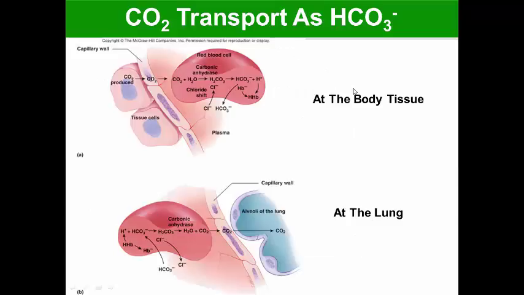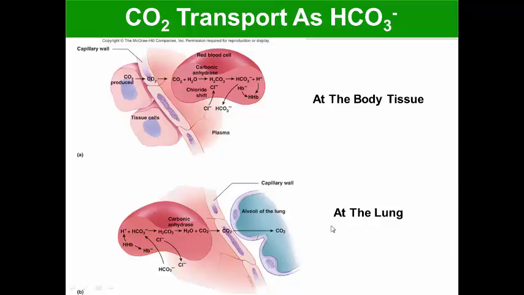So this is at the level of the body tissues. Carbon dioxide is produced by the cellular metabolism, diffuses to the interstitial fluid, then it diffuses into the blood. Inside the red blood cells, carbon dioxide with water, carbonic anhydrase, carbonic acid, it dissociates to bicarbonate and protons or hydrogen ions. Hydrogen ions bind to hemoglobin. Bicarbonate diffuses out, chloride diffuses in. This is the chloride shift phenomenon at the level of the tissues.